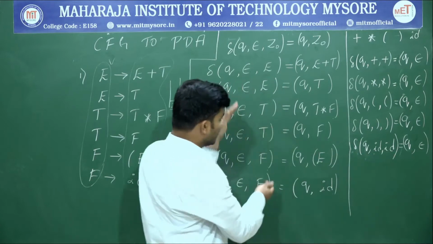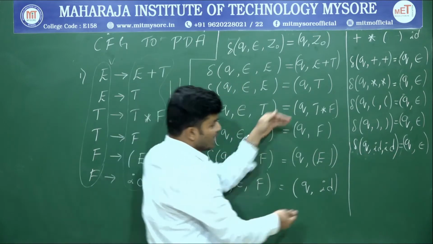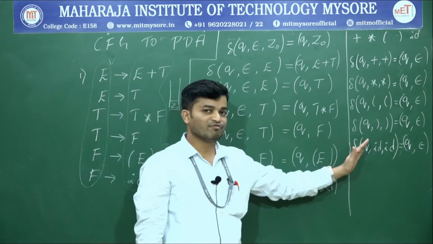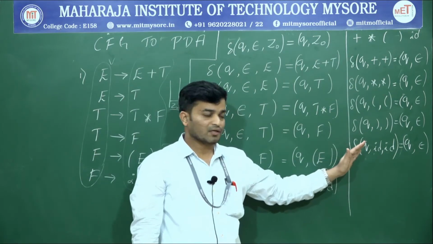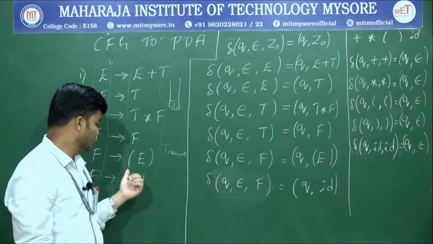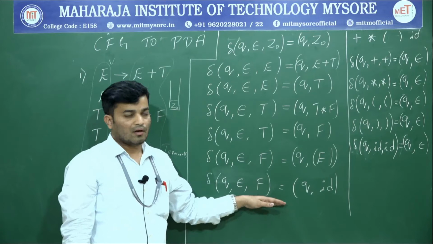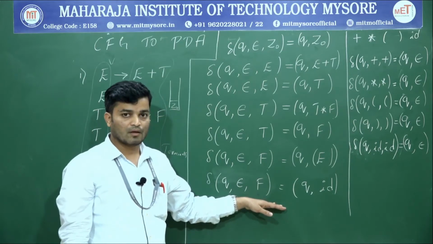Okay. So for the variable we are performing a push operation, and for the terminal we are performing a pop operation. And this is your final transition function for the given CFG. So this is the given CFG, and we have converted it into a PDA by writing a transition function.